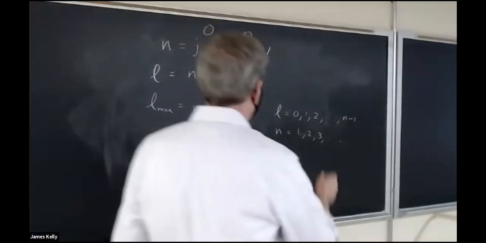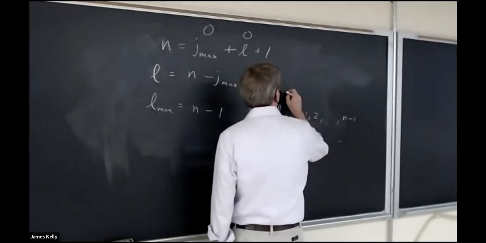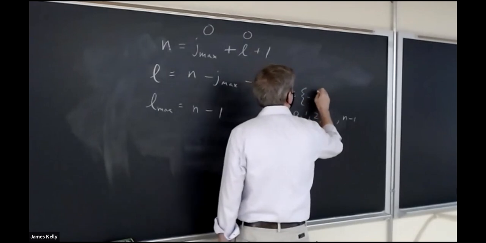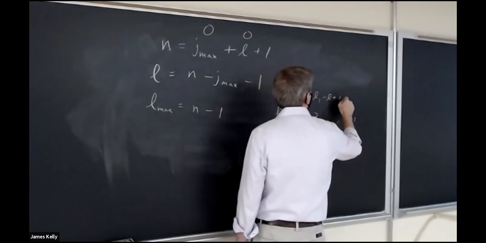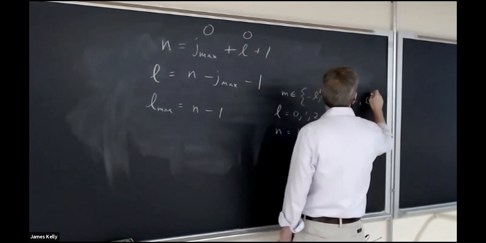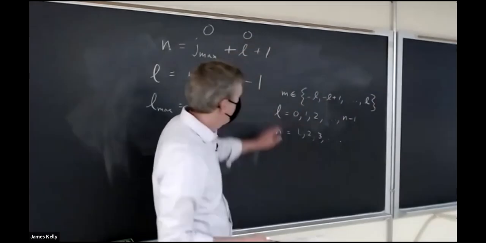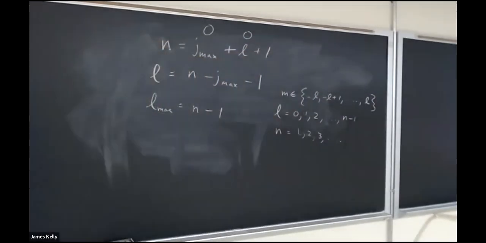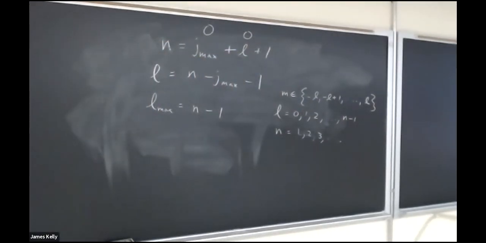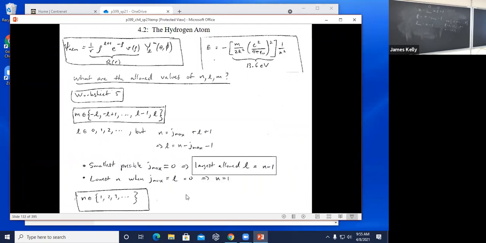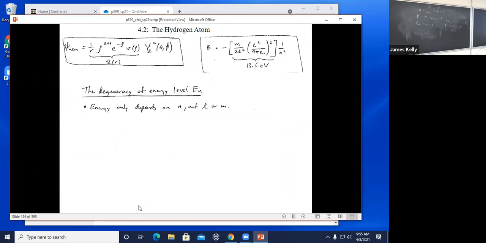Okay, and we've already got our given L, M is in the collection minus L plus 1, all the way up to L. So that's our full collection of allowed eigenvalues for the definite energy states. Okay, so there they are. We've got the collection of allowed N's.